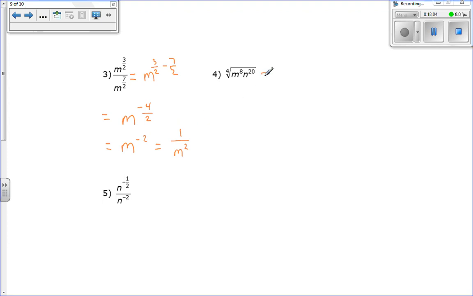Number 4 is going to be very similar to the problem we just did on the page previous to this, which is number 2. And it's m to the 8, n to the 20th, raised to the 1/4 power. And again, just follow your rules for power to power, you multiply. 8 times 1/4 is 2. 20 times 1/4 is 5. 8 divided by 4 is 2. 20 divided by 4 is 5.